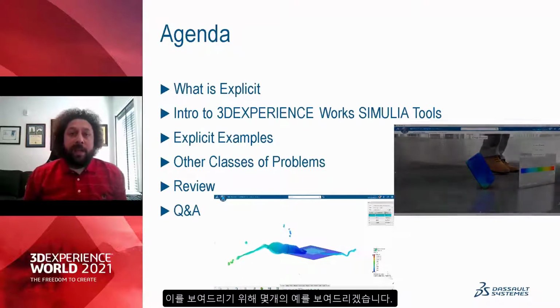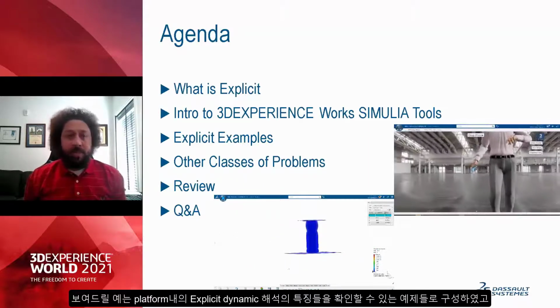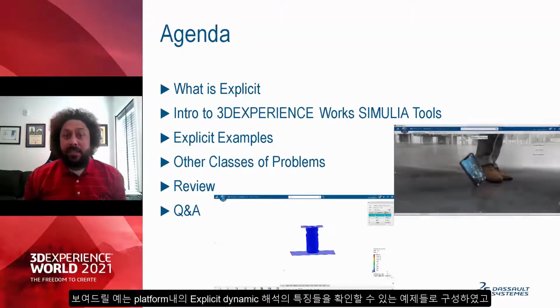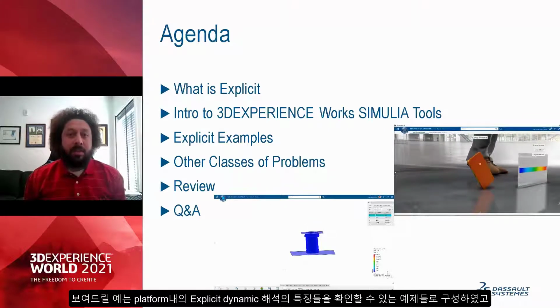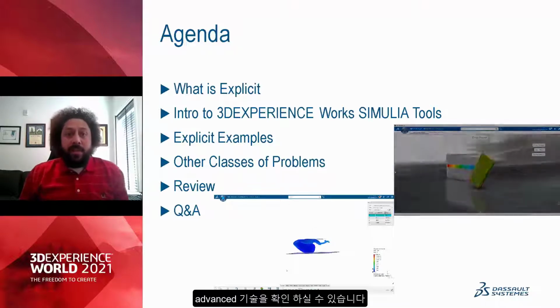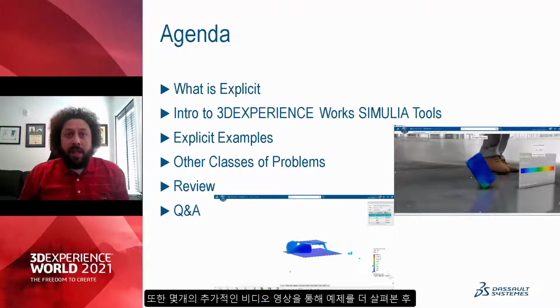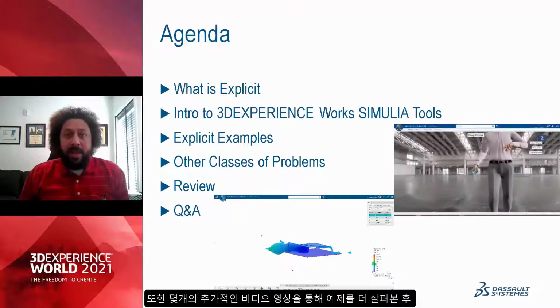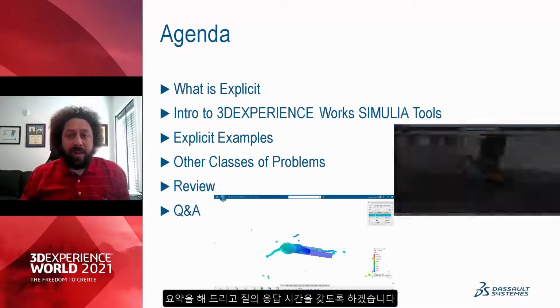We'll walk through a few examples. The examples are going to highlight some of the capabilities that Explicit has, some advanced capabilities like damage modeling and smooth particle hydrodynamics. We'll show some videos of other examples that you'd be able to solve. Then we'll have a summary, and then we will open the floor to questions and answers.